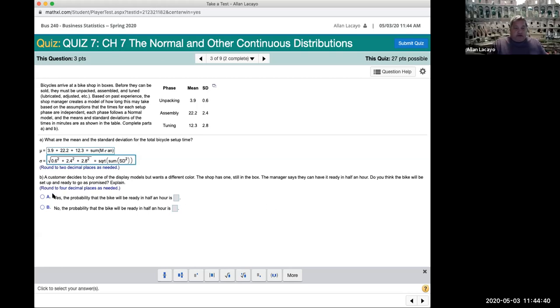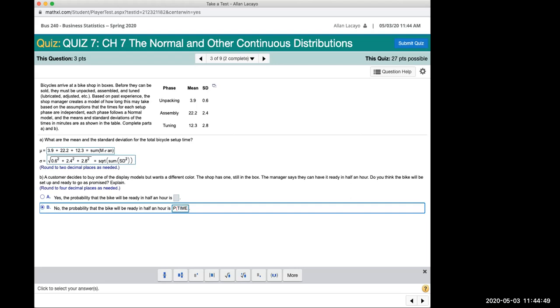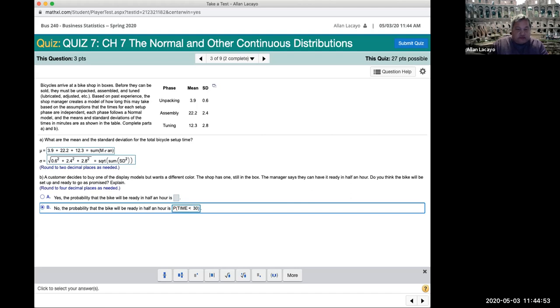And then in this problem here, you want to calculate the probability that the time it takes to assemble a bicycle is below 30 minutes. In order to answer this question, this is a normal probability, where you set the mean to part A and the standard deviation to part A. And then you set the calculator into standard mode. And you set X to be less than or equal to 30. And then you click on compute.